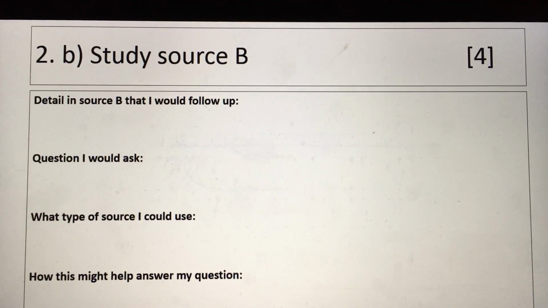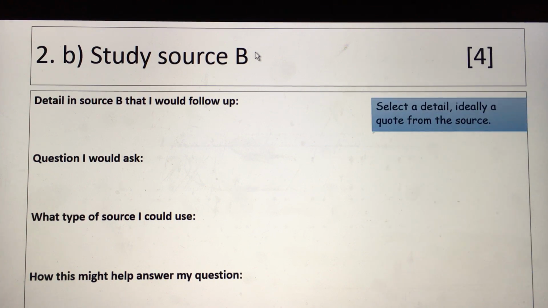Okay, moving on. So, question 2. It will always say study source something. It might say source B, it might say source A. And this gives you 4 sections to answer. First one says detail in source B that I would follow up. Here, you're selecting a detail. That essentially means a quote from the source.